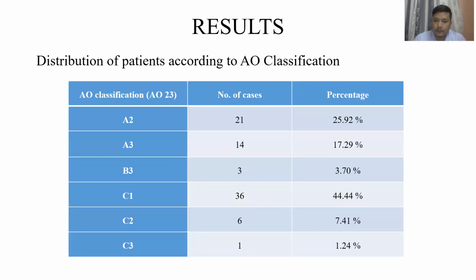According to AO classification, A2 fractures were seen in 21 cases, A3 in 14 cases, B3 in 3 cases, C1 in 36 cases, C2 in 6 cases, and C3 in 1 case.